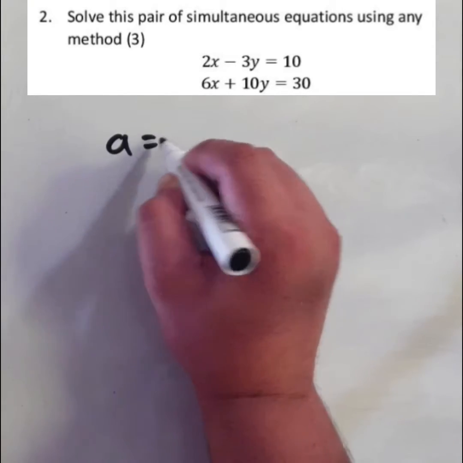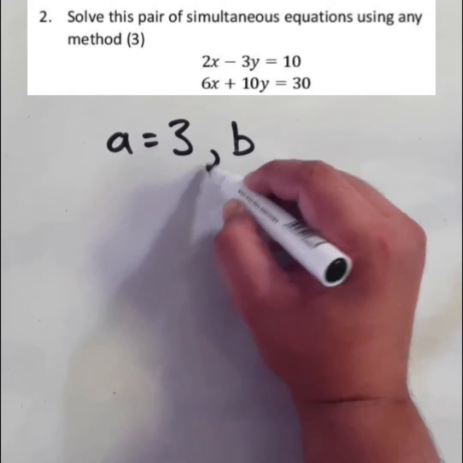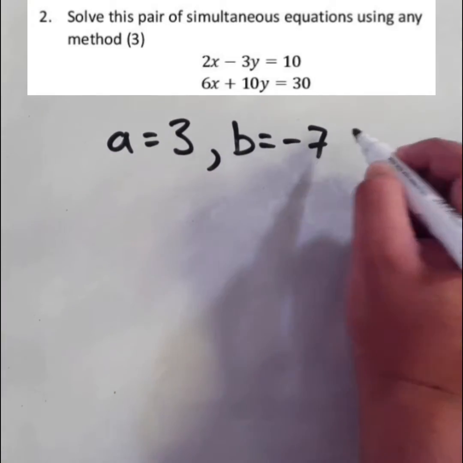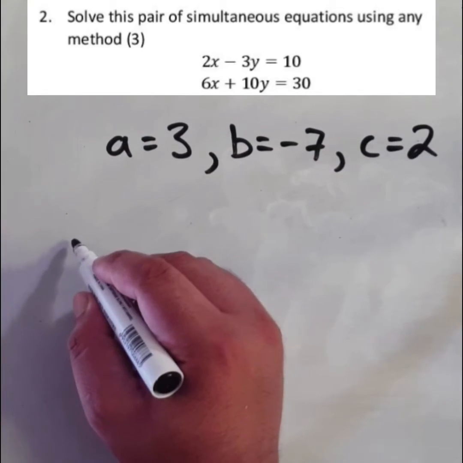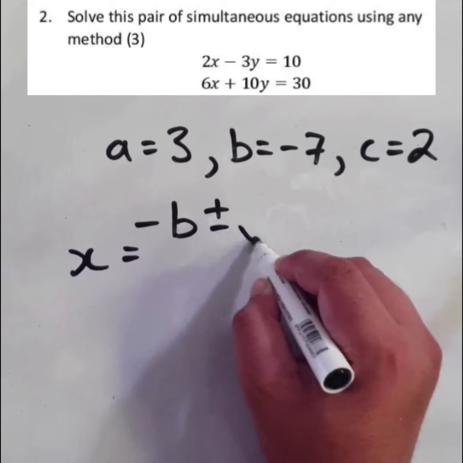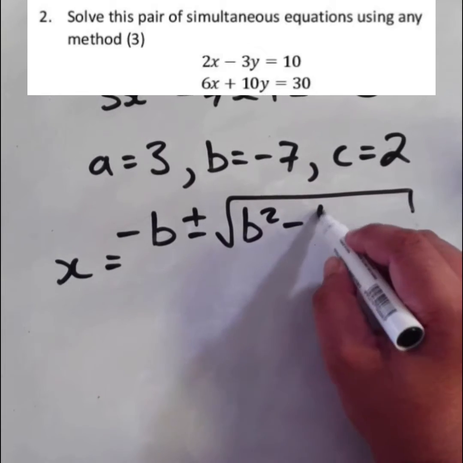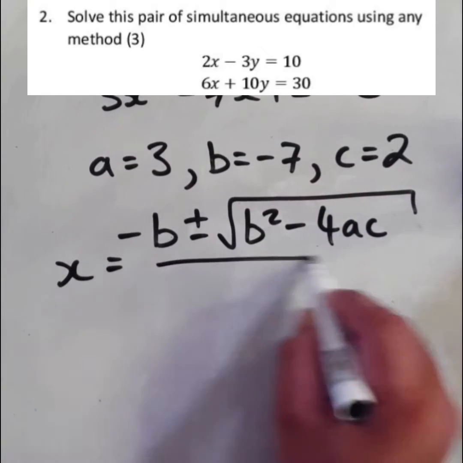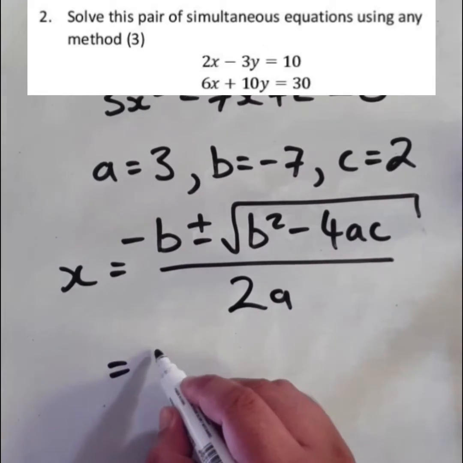Now let's try and solve this quadratic equation using the quadratic formula. So a, in this case, will be equal to 3, b will be negative 7, and c will be equal to 2. Now let's write out the quadratic formula. So x equals negative b plus or minus the square root of b squared minus 4ac, divided by 2a. Let's substitute a, b, and c into the equation.